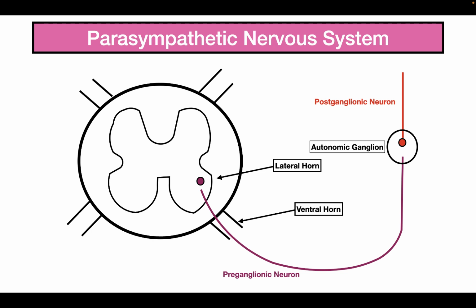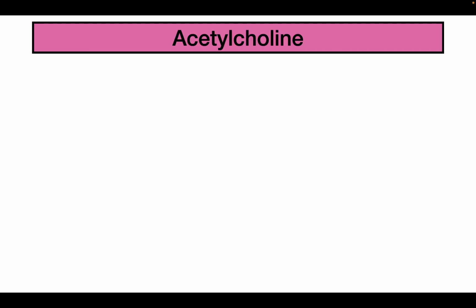So now let's take a look at the chemicals released by the parasympathetic nervous system. So at the ganglion, you're going to find acetylcholine released from the preganglionic neuron onto the postganglionic, and the postganglionic is going to be releasing acetylcholine onto the target cell. So let's take a closer look at acetylcholine.